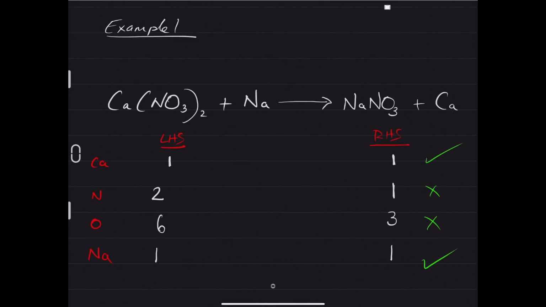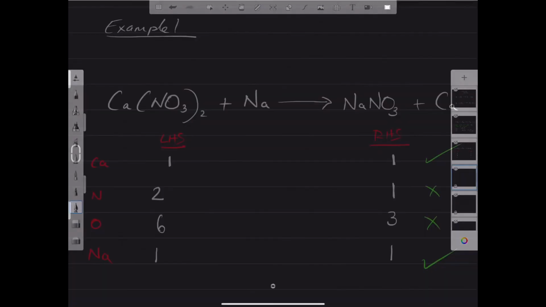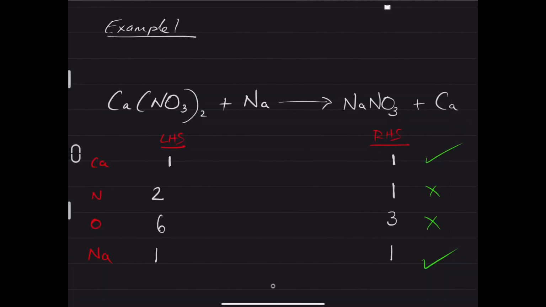All right, so what do we do now? How do we go about balancing this? So, since we've now identified what is on the left-hand side of the equation and right-hand side of the equation, and determined that this equation is not balanced, we take our first attempt or first step in trying to balance this equation.